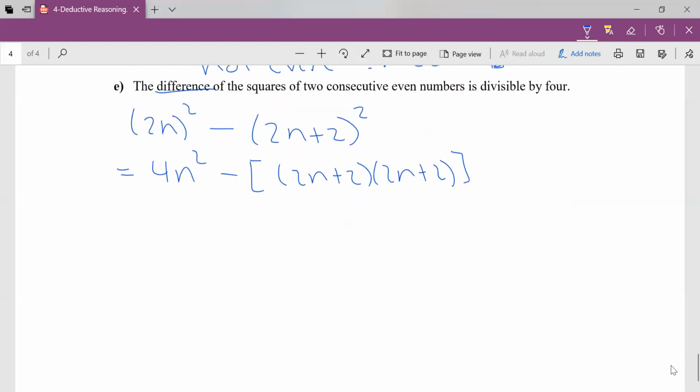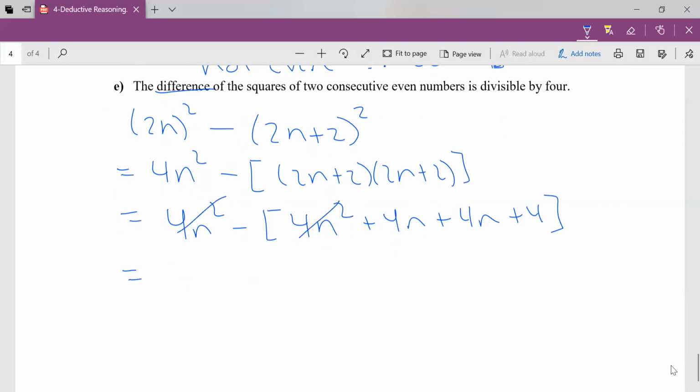Okay, so there's some algebra in deductive reasoning sometimes. I got that minus, there's that bracket. I'm going to distribute everything here. I'm going to get 4n squared plus 4n plus 4n plus 4. Now I'm going to drop my brackets here. 4n squared minus 4n squared is 0. They cancel. I'm going to get negative 8n minus 4. I want to prove that this is divisible by 4. So look, I'm going to factor out a 4, and I get negative 2n minus 1. Being able to factor out a 4 right there makes this divisible by 4.